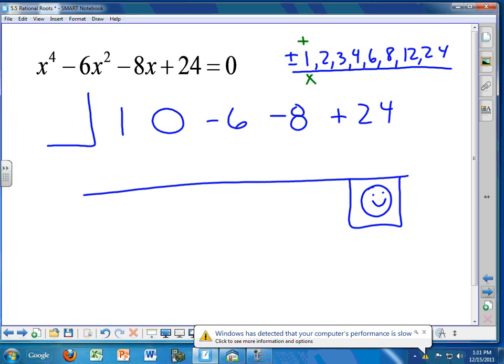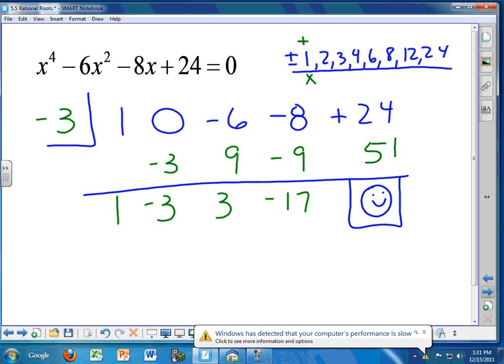But let's just test another value. Let's try something like negative 3 and see what happens. In this case, I bring the 1 down, and I multiply. That gives me the negative 3. This is negative 3, and then I multiply again for 9. This brings down as a 3, and then I multiply again for negative 9, or negative 17. And of course, this becoming a 51 here, is that right? Yeah, 51, gives me a big positive number. I'm just going to put a plus right here.